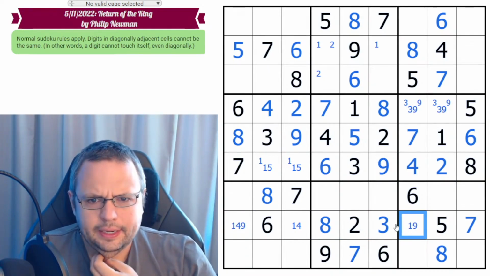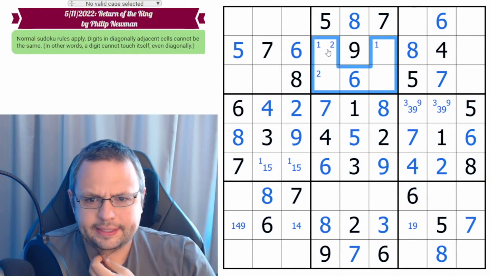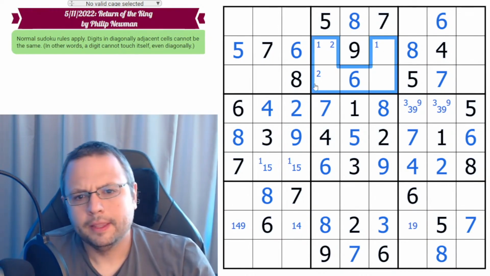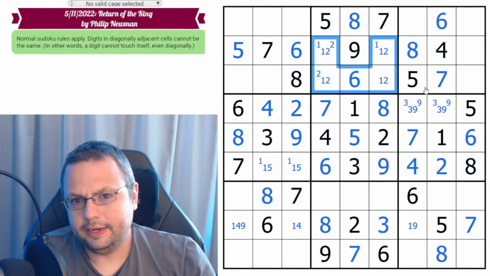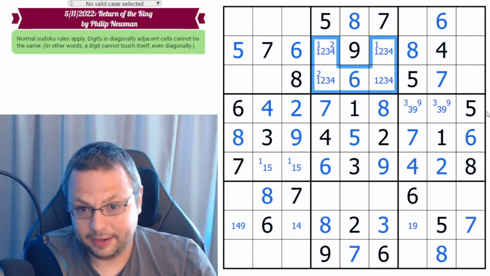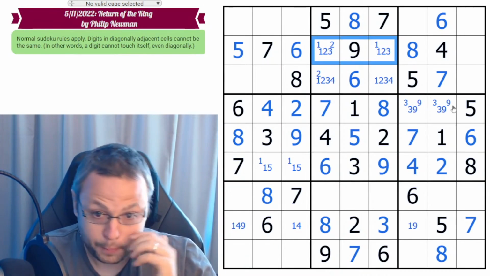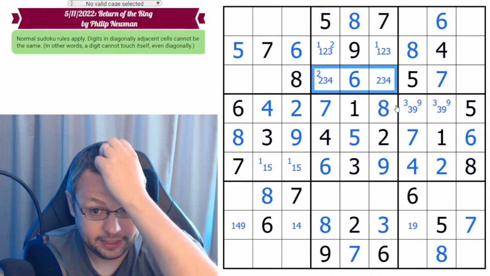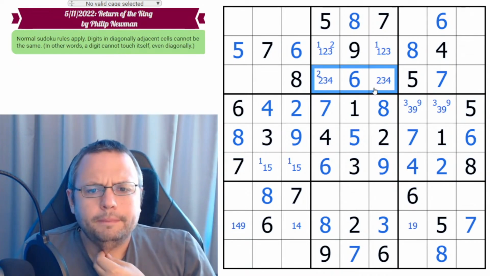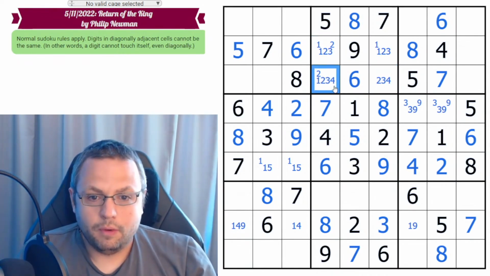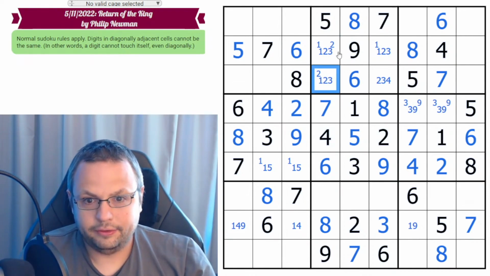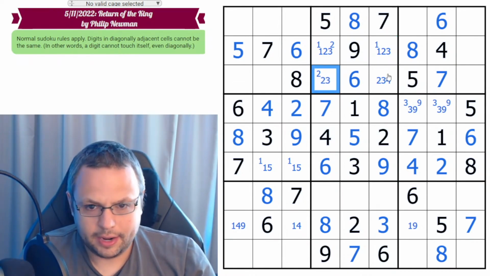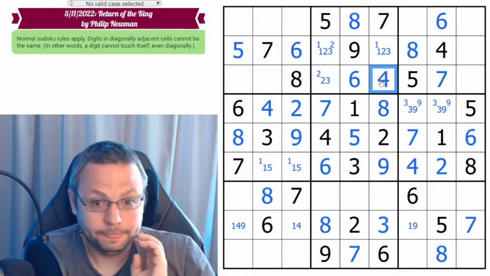Let's see. What about these cells? That seems like a good thing to pencil mark. So this box needs a 1, it needs a 2, it needs a 3, it needs a 4, and then it's got a 5, 6, 7, 8, and 9. Okay, well, these are definitely not 4. These are not 1 by anti-king. This one's not 4 by Sudoku. And so that actually means, sorry, it's not 1 either. This is 4 because it's the only place for 4 left in the box.